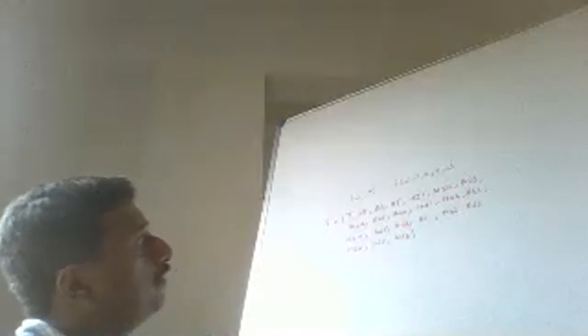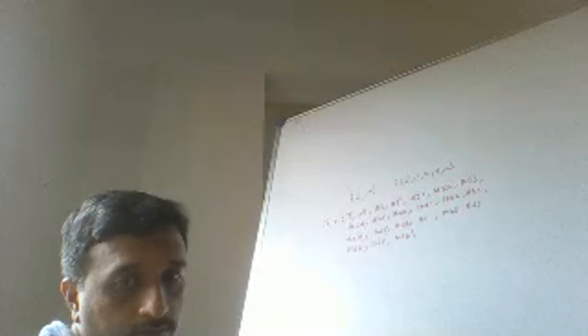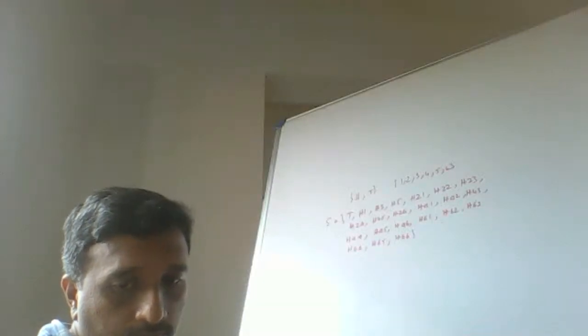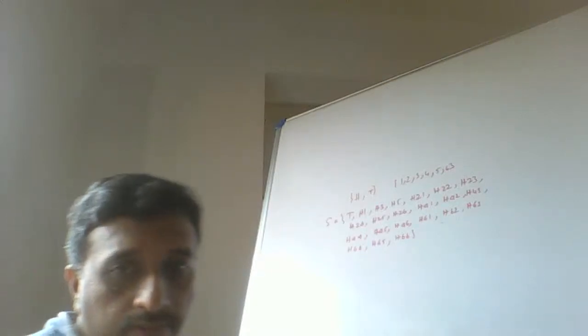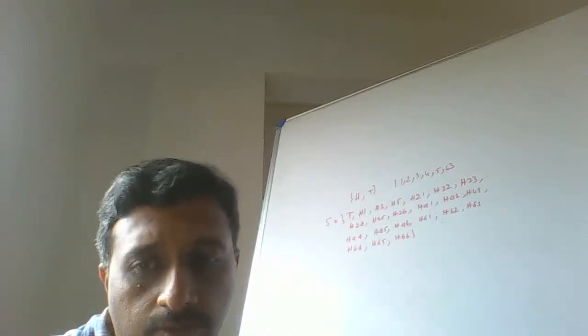And we have 6, 1; 6, 2; 6, 3; 6, 4; 6, 5; 6, 6. Do you understand this problem? Any doubts? Okay. We'll try to continue in the next part of the problem. Thank you.